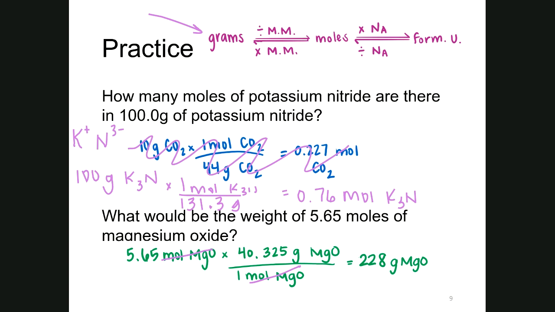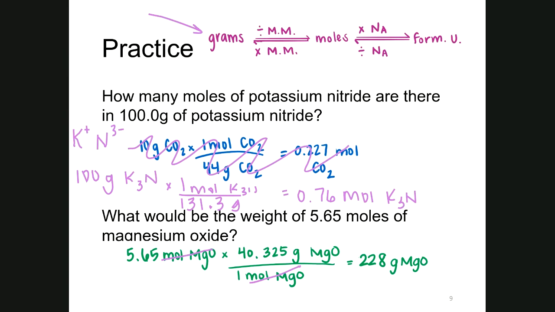But notice that we don't have any relationship between grams and formula units. You have to go through moles in order to get out the other side. Moles is the tunnel that you need to go through. So be aware of that. There is no direct conversion between grams and formula units. When in doubt, always convert to moles first and then move forward.